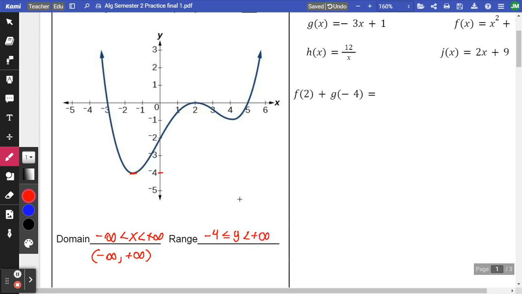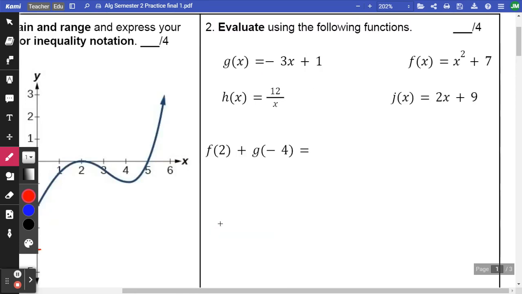And as an interval, we start at -4 and we go to positive infinity. And since this is a value at -4, we're going to include it, but infinity is never included, so we have parentheses. Evaluate using the following functions.